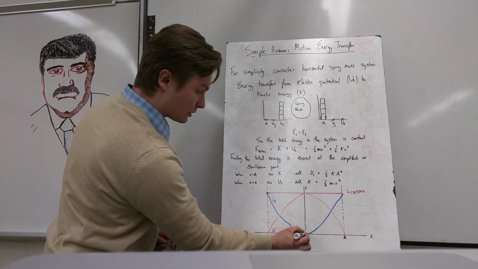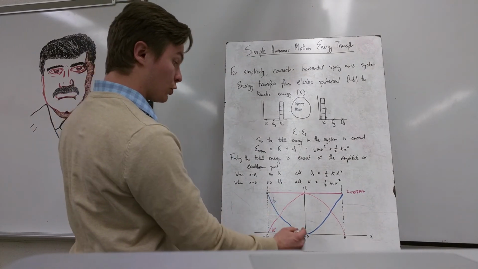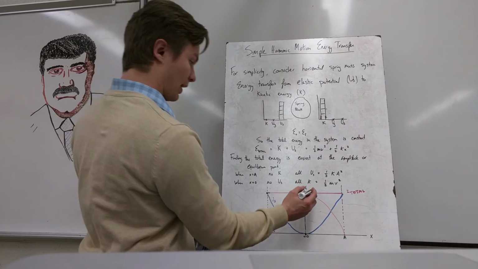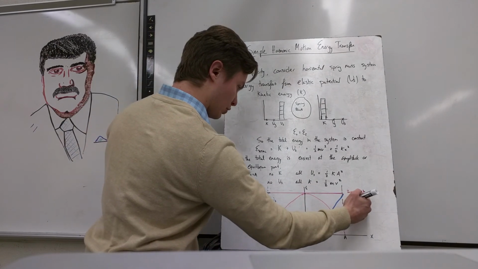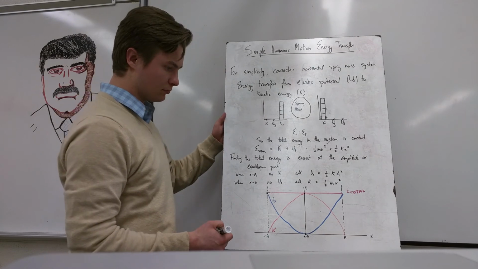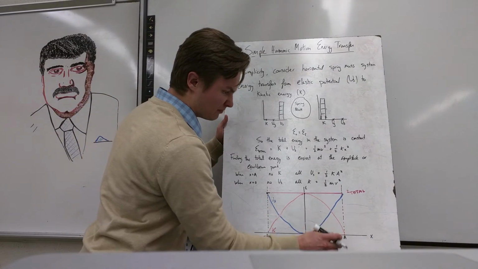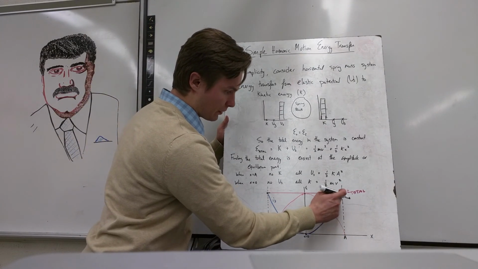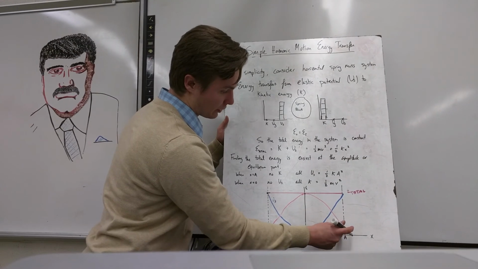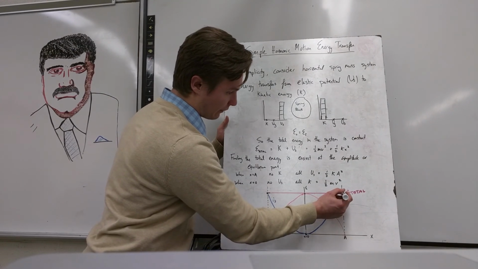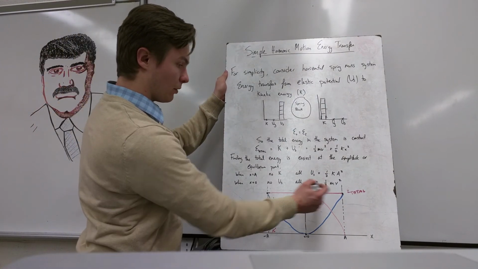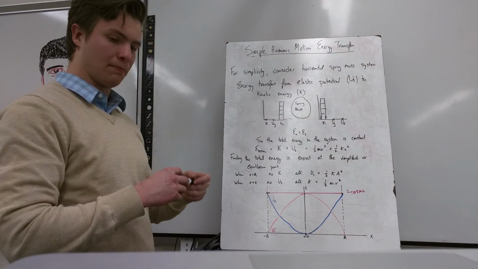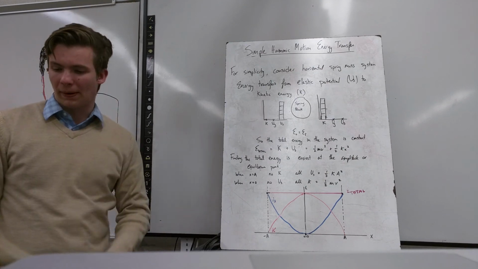Now at x equals 0, it's just the opposite. There's no spring energy, all of it's in kinetic, but notice I still have the same amount of total energy. And then finally over here, once again the spring energy is a maximum, kinetic energy is 0, and I have the same amount of total energy. At any given point, the total energy is the same. What do you know about that?